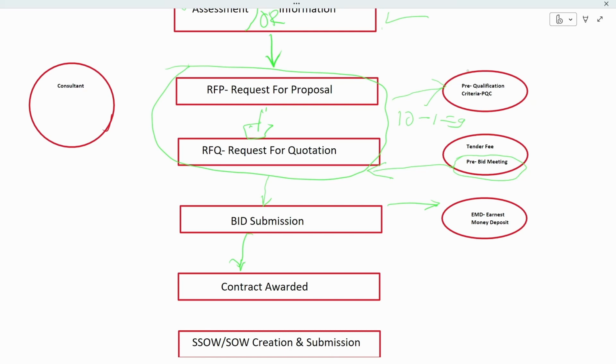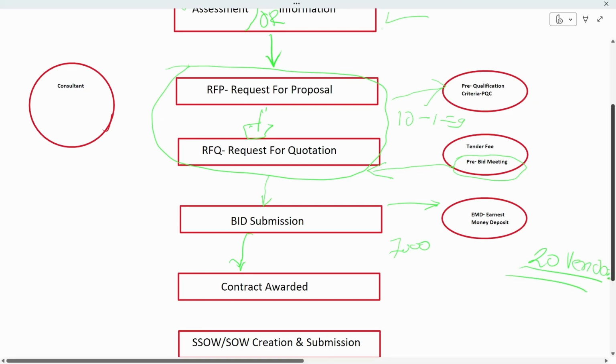Now, here there is a very important thing which may happen. Let's take an example of 7,000 clocks, and let's consider that 20 vendors have participated in that bid submission. Out of that, they have selected the top 5. So top 5 means L1, the lowest one, L2, L3, L4, and L5. The contract will usually be awarded to L1.